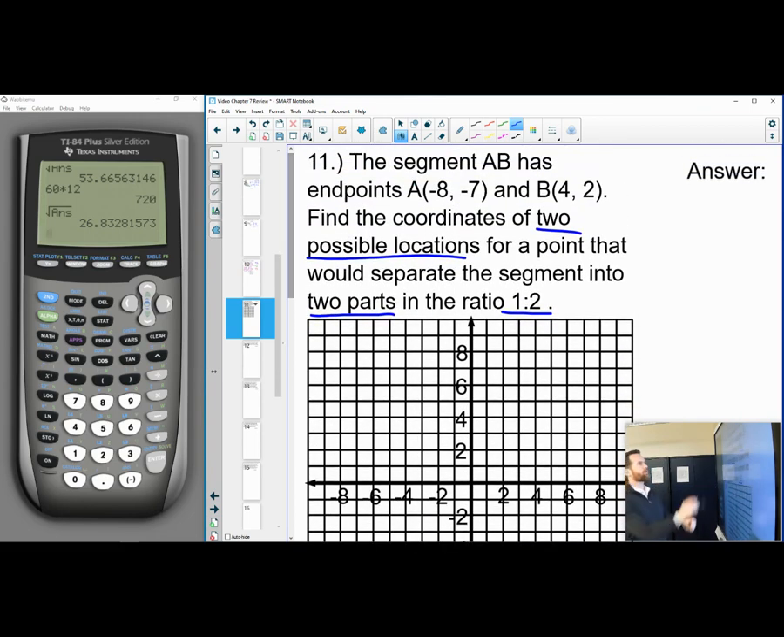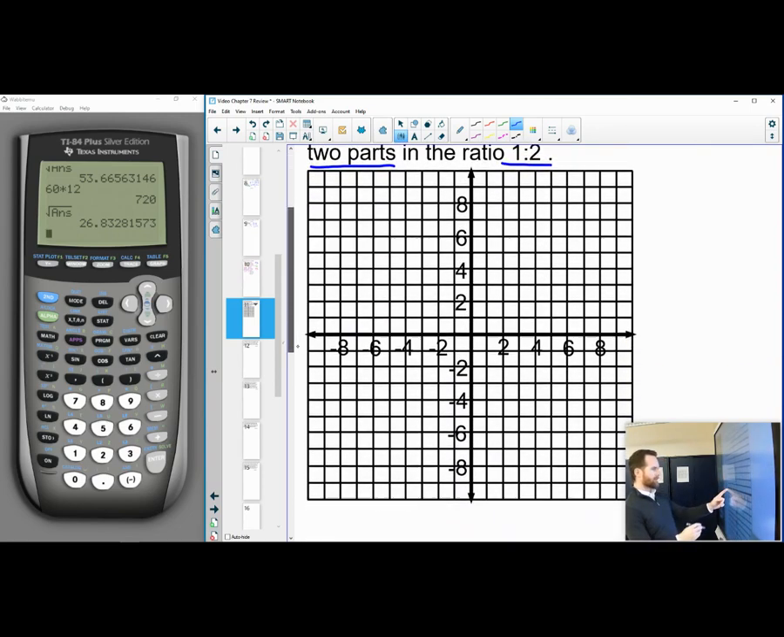All right, first things first, let's graph these coordinates. Let's graph the endpoints. So A is (-8, -7). (-8, -7) is right here. Let me make sure I don't make a mistake. And I think that was A. That's not what I wanted to happen.